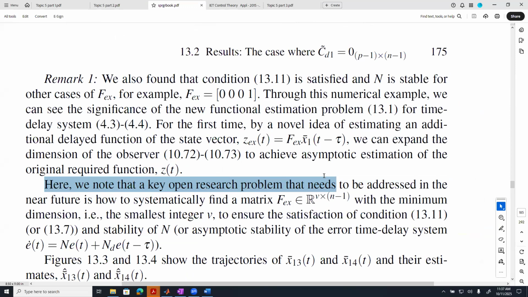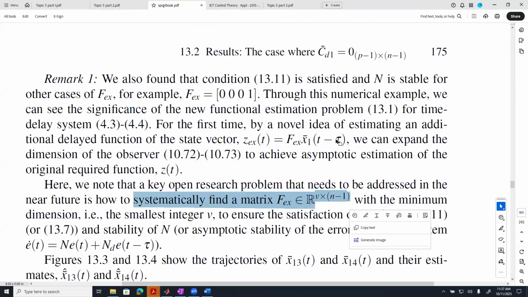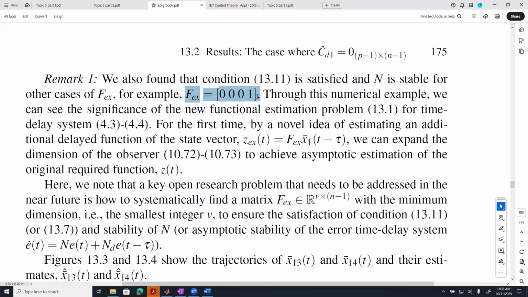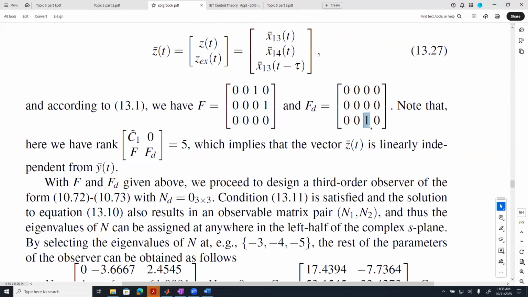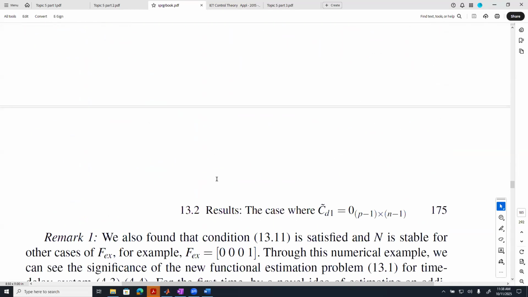How to systematically find a matrix? We just demonstrated that we pick this matrix, with just a single extra row, and we pick a non-zero element in here, which is the last stack variable, the delay stack variable, or the other case where we pick a non-zero element in there, which is that one there. We just picked them. We didn't show how you systematically pick them.